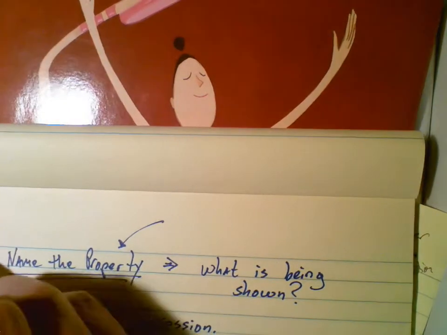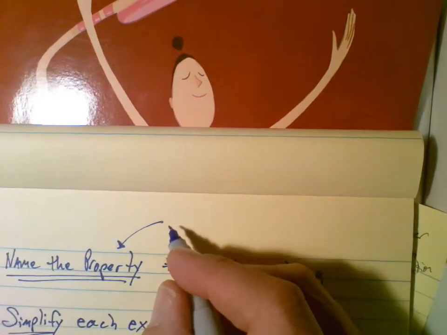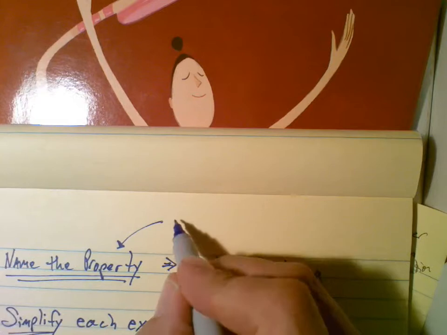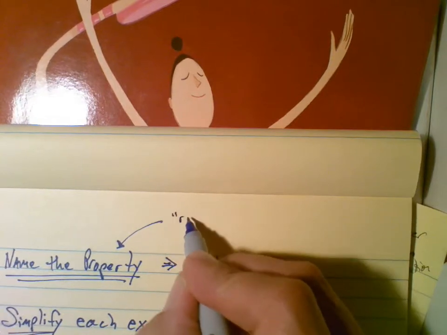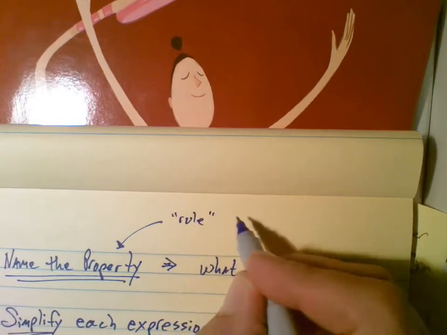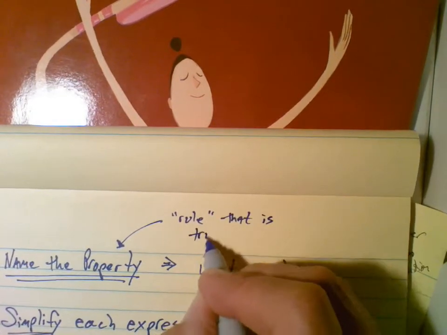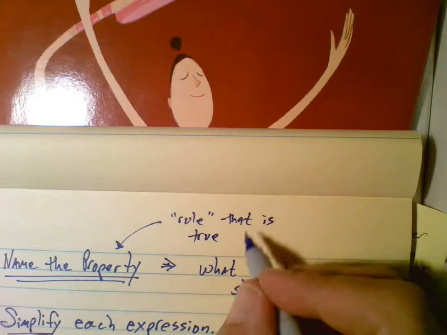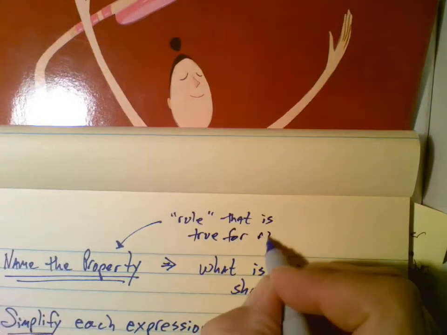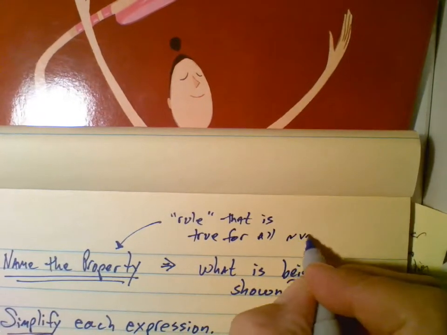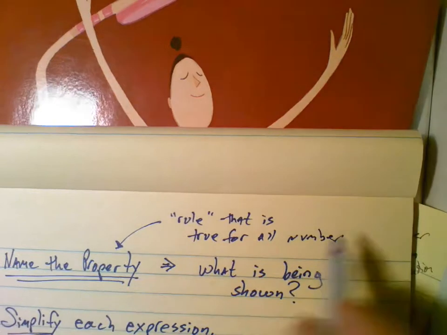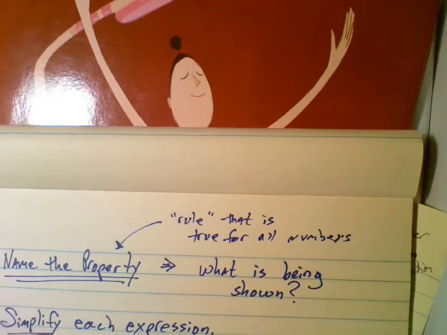So one thing we're gonna do is name the property. Now, property is just something that's true. You might want to call it a rule that is true for all numbers. And most of these you actually already know. That's what a property is, true for all numbers.